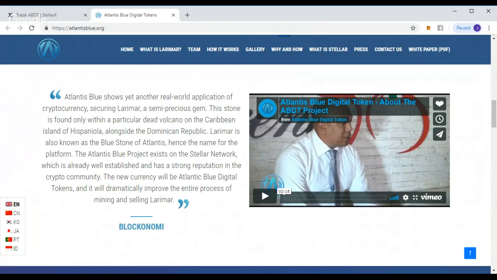The Atlantis Blue project exists on the Stellar network, which is already well established and has a strong reputation in the crypto community. The new currency will be Atlantis Blue digital tokens, and it will dramatically improve the entire process of mining and selling Larimar. So, a very interesting project. You can check it out if you ever come on the platform.